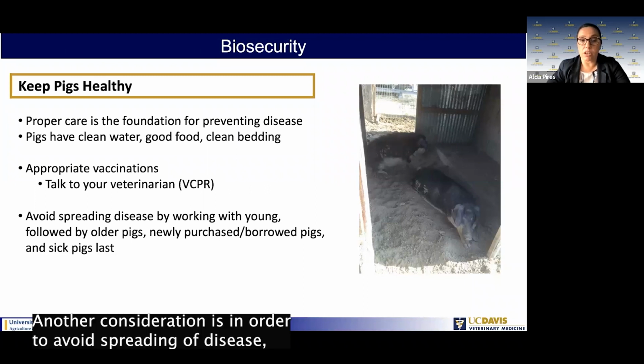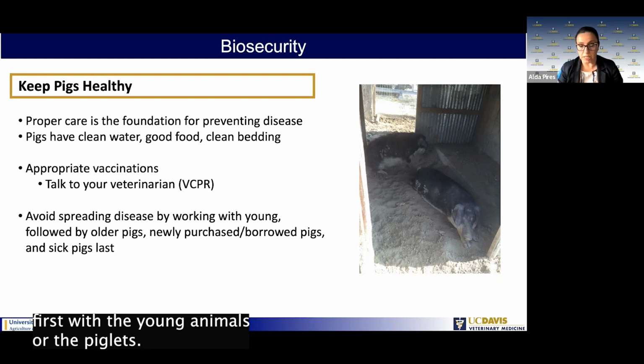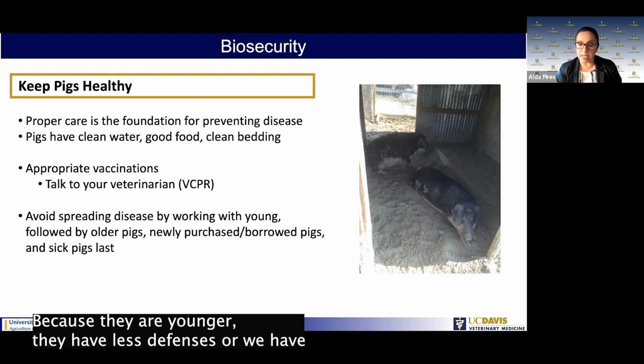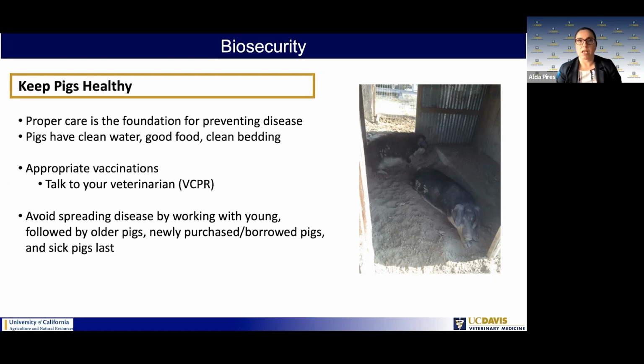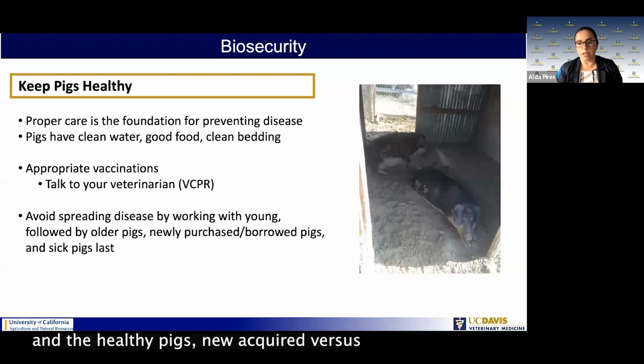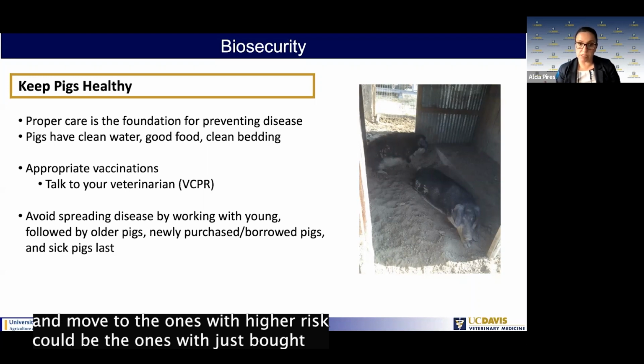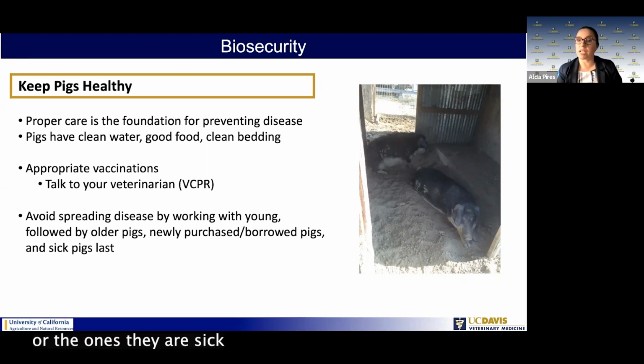Another consideration is, in order to avoid spreading of disease, we should have a workflow, meaning we should work first with the young animals, the piglets, because they are younger, they have less defenses, or their immune system is less developed, followed by older healthy pigs, newly acquired purchased animals, and sick pigs last. So we start with the healthier, more vulnerable animal population and move to the ones with higher risk, which could be the ones we just bought or the ones that are sick.